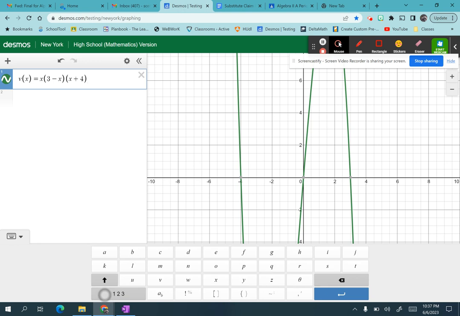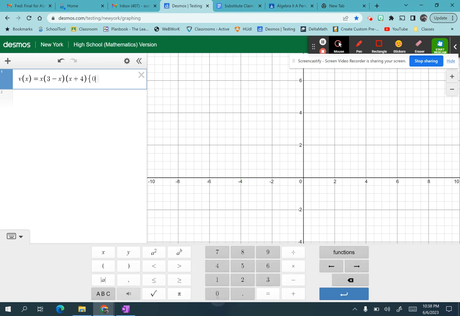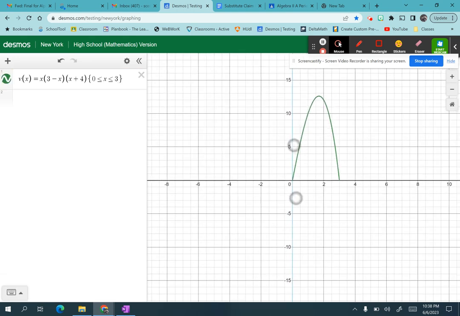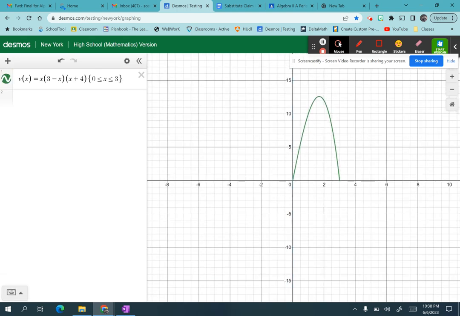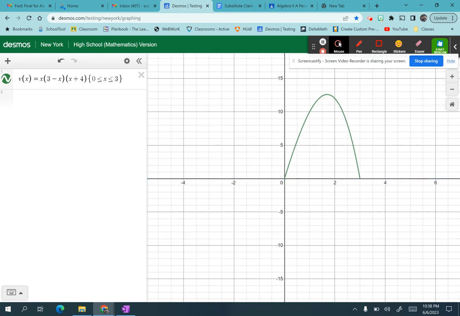If you put some brackets after that and tell me where you're restricting your domain, basically write the restricted domain exactly how you see it on your paper, it'll actually just graph the section that you want. This is all I want to put on my graph. Okay. So we can see there's a maximum at this decimal.